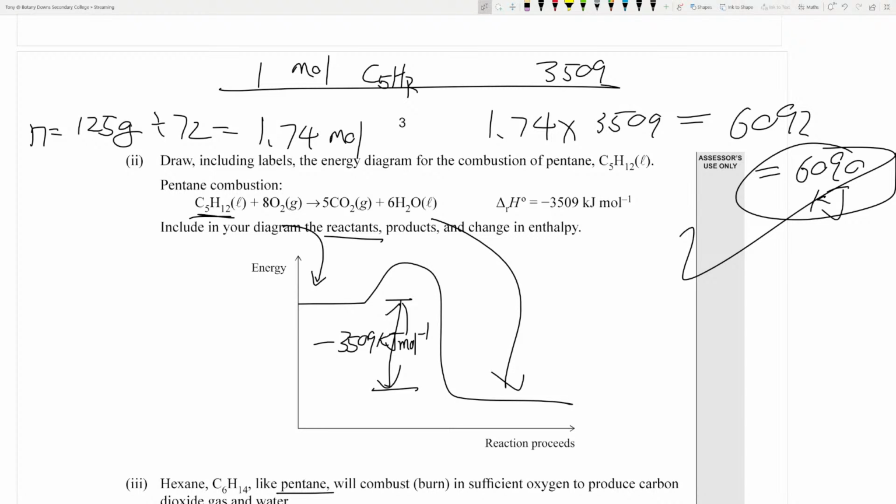Do we have to round up our values? You need to round your numbers to 3 significant figures. Yes. Level 3 organics hard.